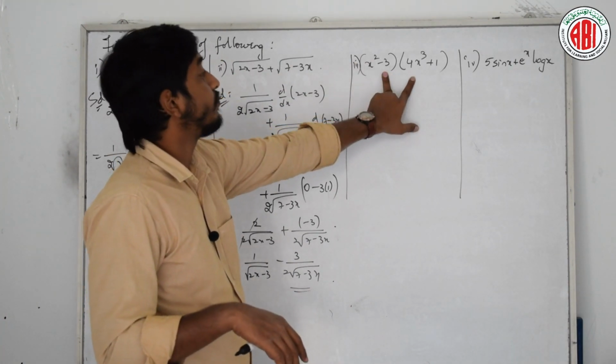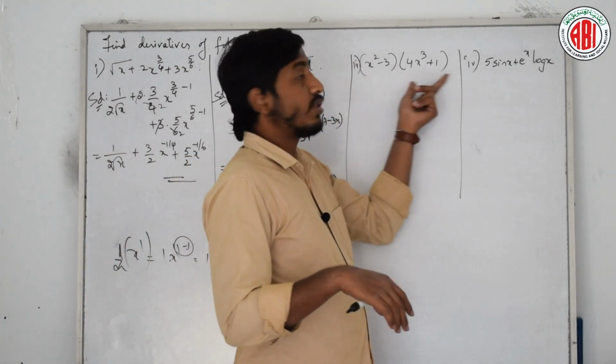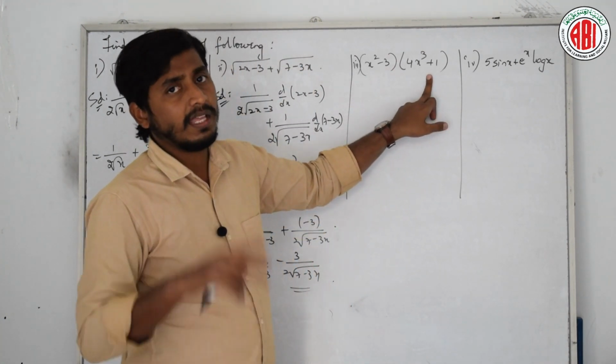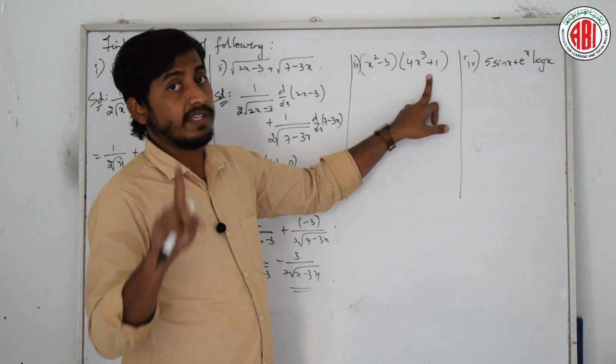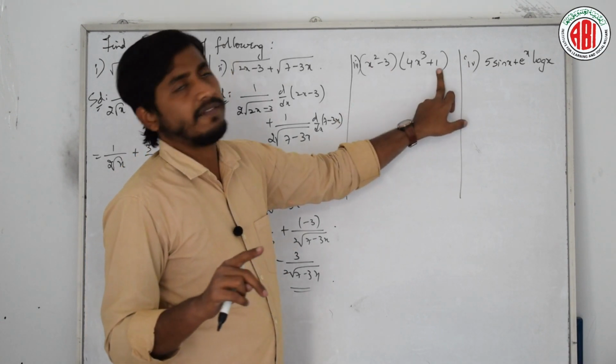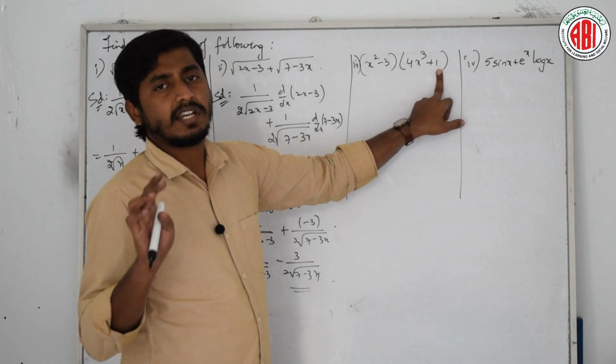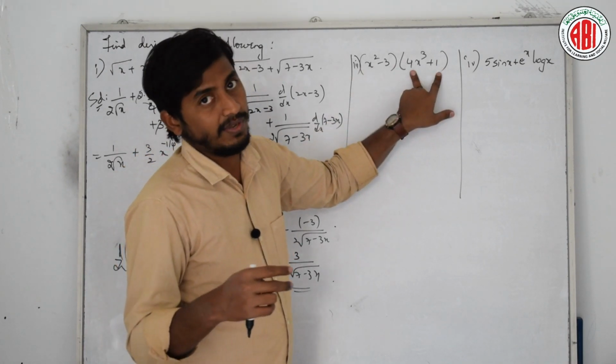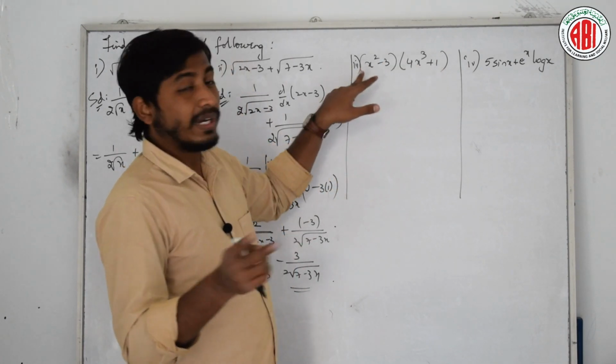Look at this question. Here there are two things, x square minus 3, 4x cube plus 1. Here we can do it in two different ways. First thing, just multiply everything and differentiate. Second thing, take this as u, take this as v. Let us do it in UV rule.